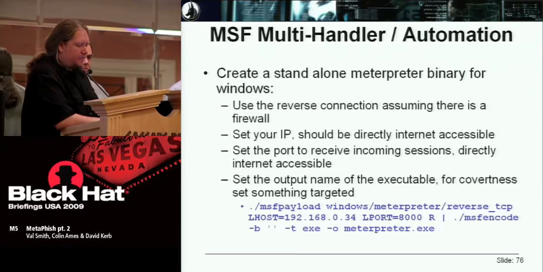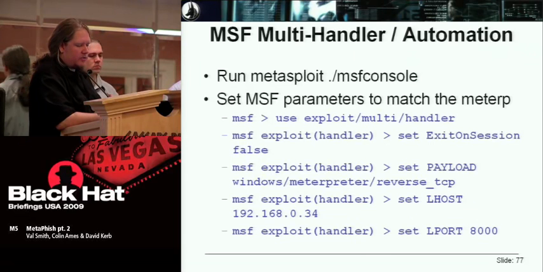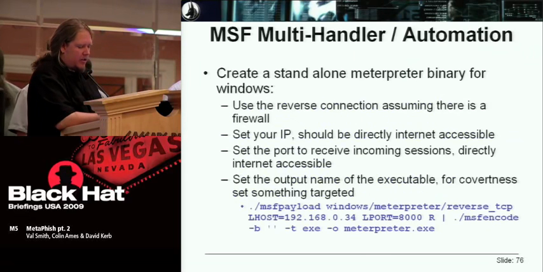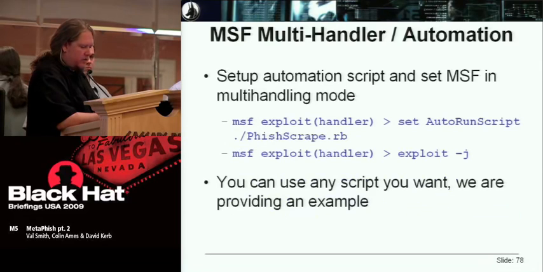Okay, so this is pretty simple, but if you aren't familiar, this is how you create a standalone Meterpreter so that you don't have to deploy it as an exploit. We typically use the reverse connection because we assume there's a firewall in place, set up our IP, and we got the command line there for you if you want to follow along later. And then the next thing we want to do is run the Metasploit console and set up all our parameters to match the standalone Meterpreter we made here, including the port that it's going to talk to and the IP address and all that. And then pick whatever payload we want to use and give it the script that we want to auto-run to gather any post-exploitation commands and all that kind of stuff.